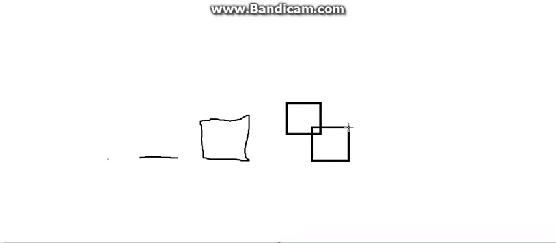Then we're going to move on to the second dimension, which is this line. These lines, the square, or, it's not a perfect square, but you get the picture. We're going to move on to the third dimension, which we are third dimension entities. We live in the third dimension. Well, basically.